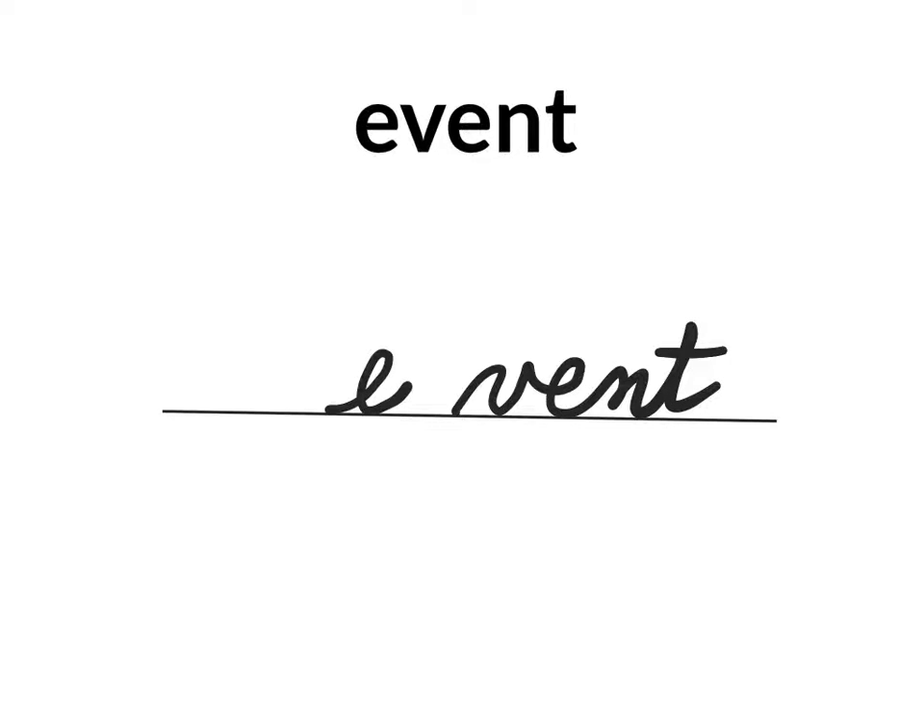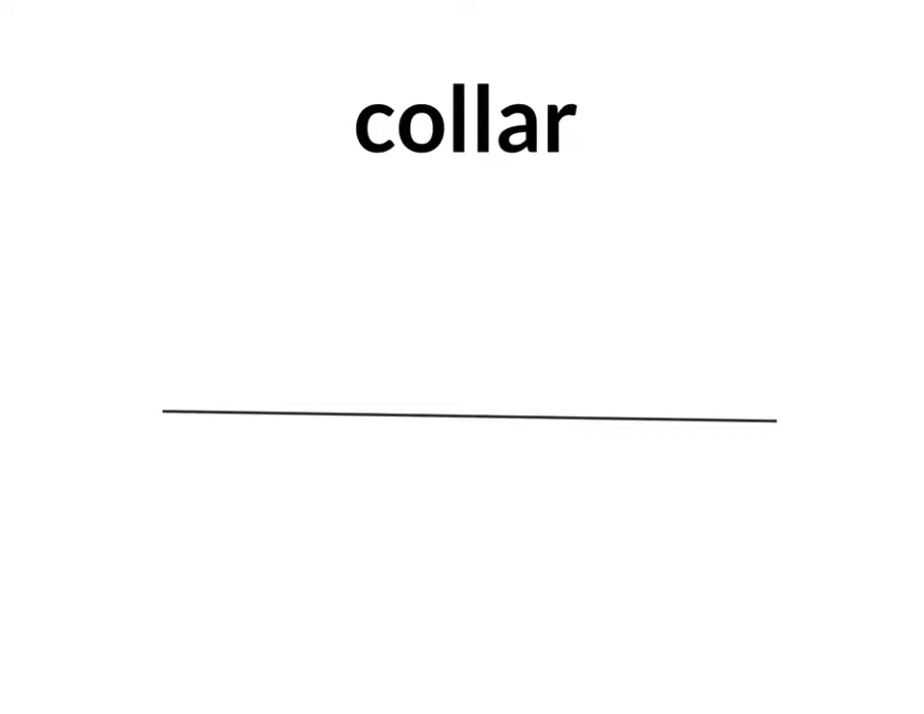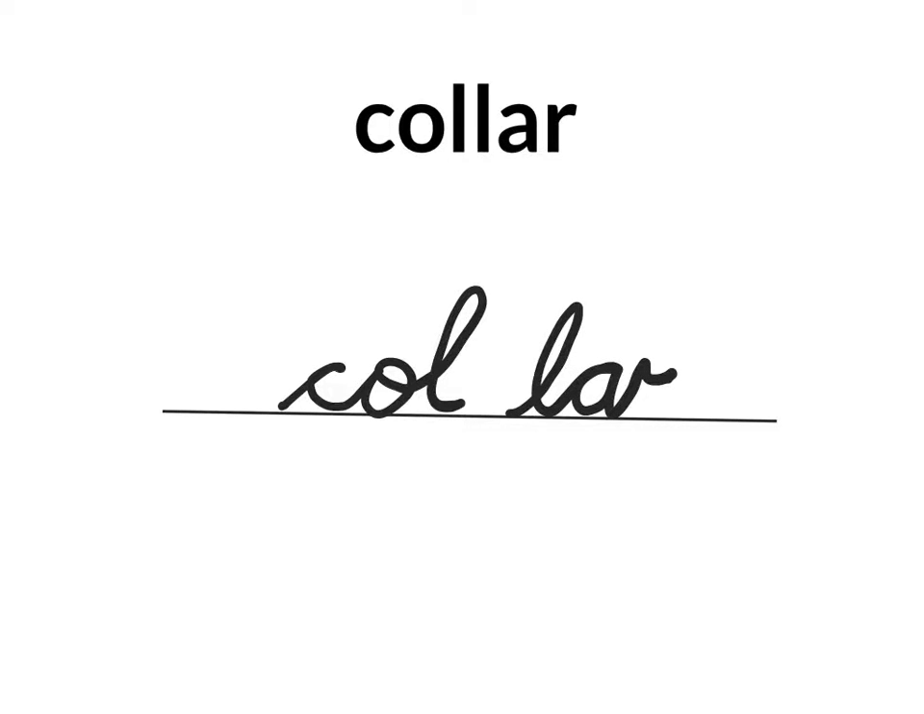Event. We think to spell e, v, e, n, t. And E says E because it's at the end of a syllable. In fact, it is the syllable. Collar. This is collar like the collar of your shirt or your coat. We think to spell k, a, l, ar. So we will underline the R.